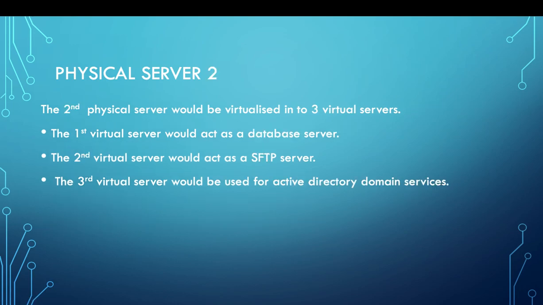The second physical server would be virtualized into three virtual servers. This includes a database server to store customer details, products, orders, and so on. The second virtual server would act as an SFTP server to allow employees to upload and download files, and the third virtual server would be used for Active Directory Domain Services to allow administrators to control the usernames, passwords and accounts of different employees.